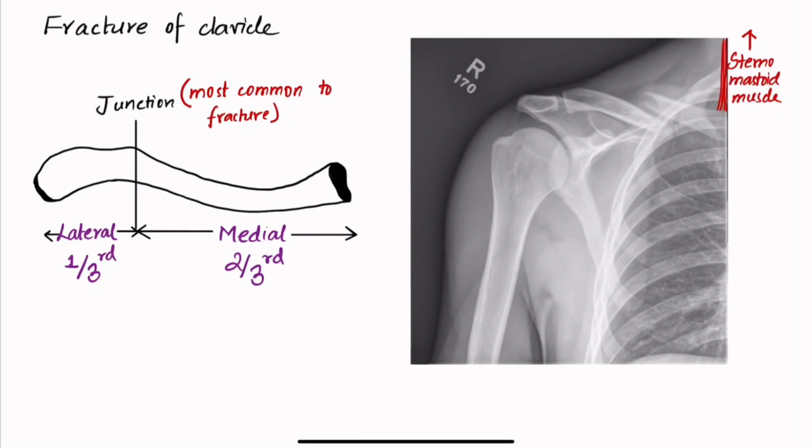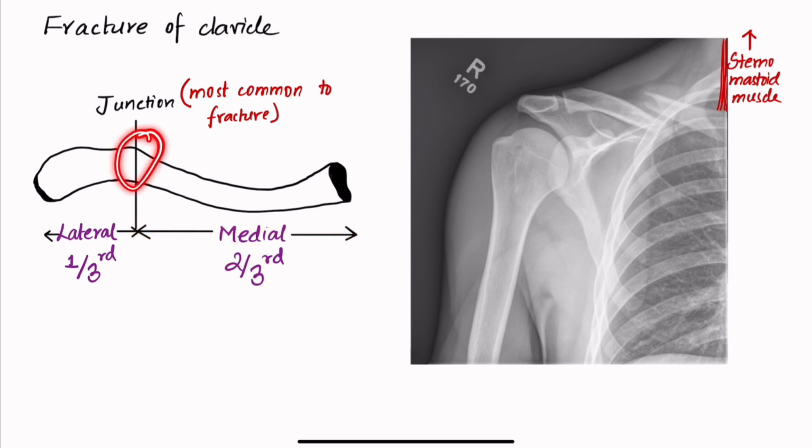Let's look at the clinical features of clavicle. First is the fracture of clavicle. Here's your collarbone or clavicle. It contains two parts. This much is the lateral part of the clavicle, which forms one third of the clavicle, and this much is the medial two-third of the clavicle.